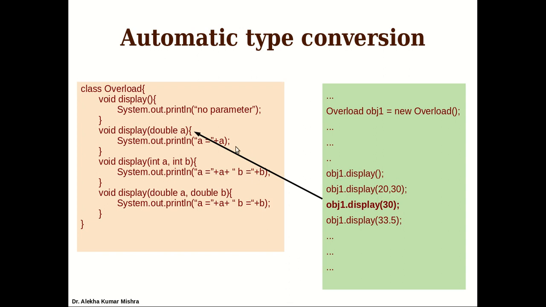If there is no double at all, then definitely we are going to have an error, because the Java compiler cannot decide which method to invoke, as it doesn't find any suitable matching overloaded method to invoke in this case.